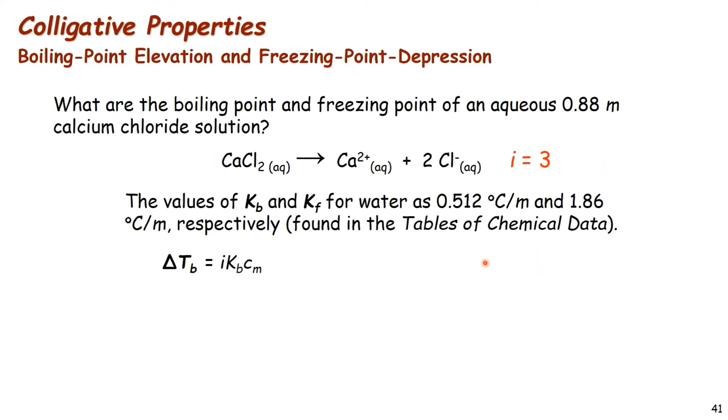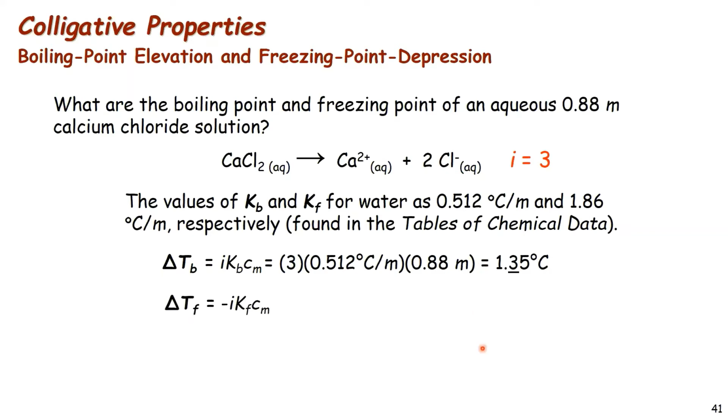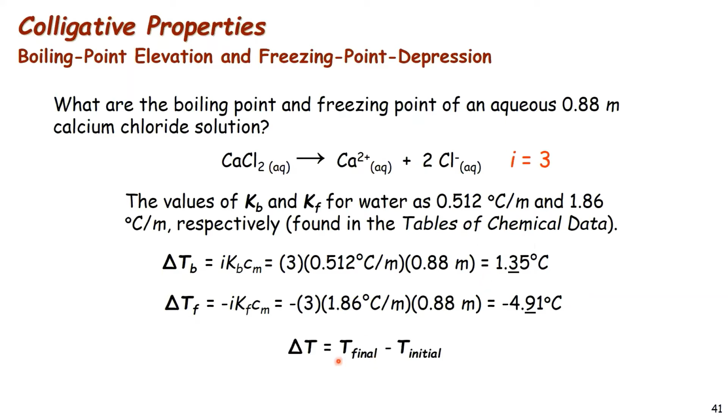Okay, so again, we're going to look up those values for the Kb and Kf, which we already did, and we found them to be 0.512 and 1.86 degrees Celsius per mol. We were already given the mol concentration, so we're going to plug that in. We find the change in the boiling point is going to be 1.35 degrees Celsius. And we're going to do the same thing as we did before with the negative Kf, the freezing point, and that's going to give us negative 4.91. So we can see that, and then of course we're going to add this to 100 because again, we're looking for the final. The initial is 100.